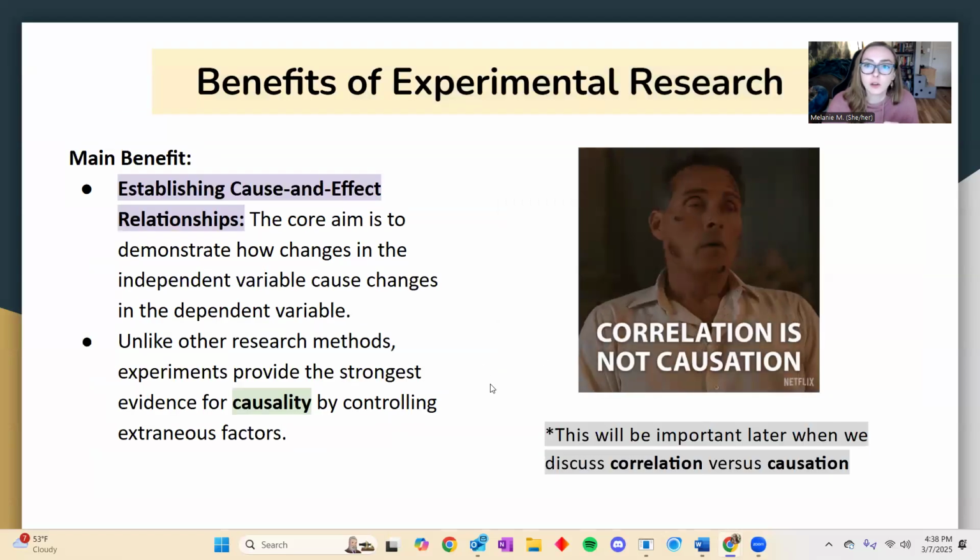Okay. So the benefits of experimental research, the big thing is that the only way to prove cause and effect is through experimental research.